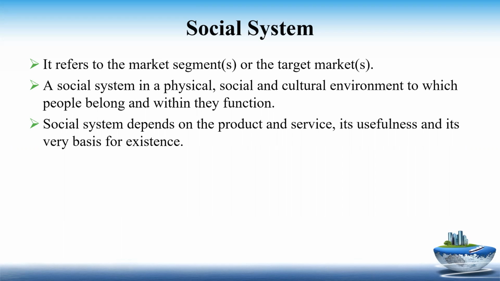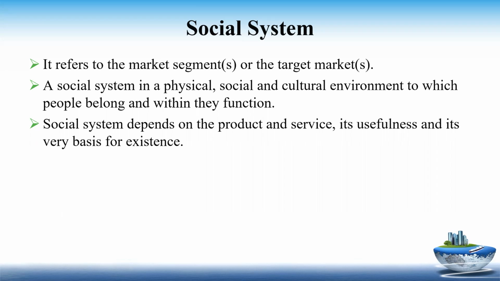So the social system depends on the product or service, its usefulness, and its very basis for existence. For example, if we are talking about a new hybridized corn, the social system might consist of all the farmers in a number of local communities. For a drug, in the long run, the social system might consist of all the physicians within several specified cities.